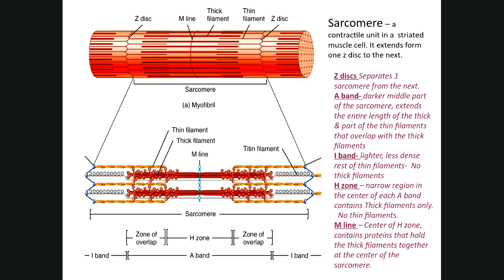So let's look at this sarcomere. This is considered the contractile unit in striated muscle cells and extends from one Z-disc to the next. So let's look in detail at what all of this means. This is the sarcomere. We know it's the sarcomere because it goes from Z-disc to Z-disc, okay?